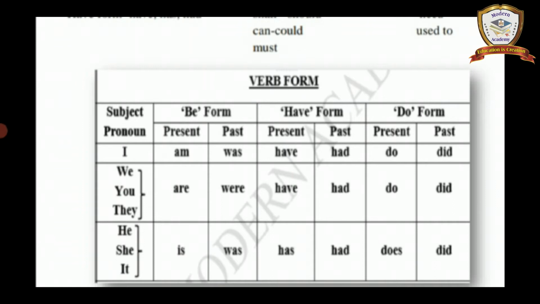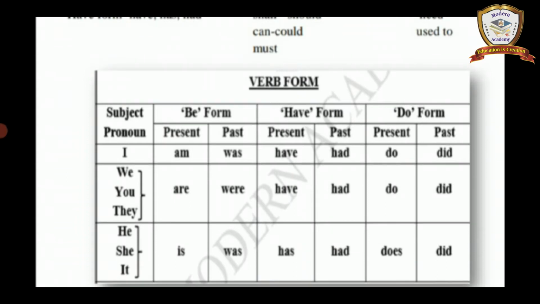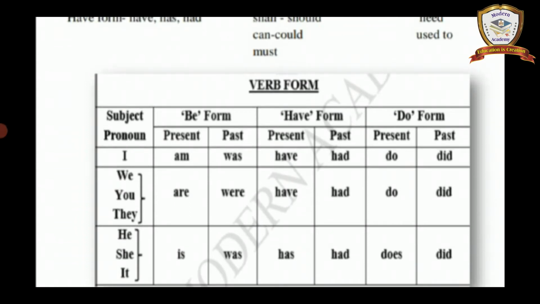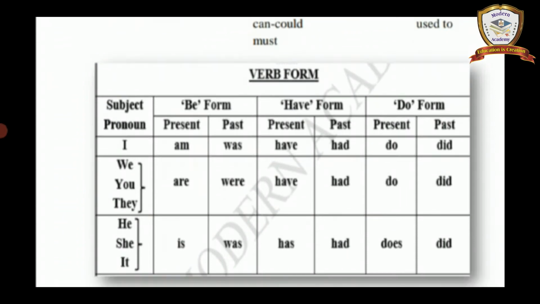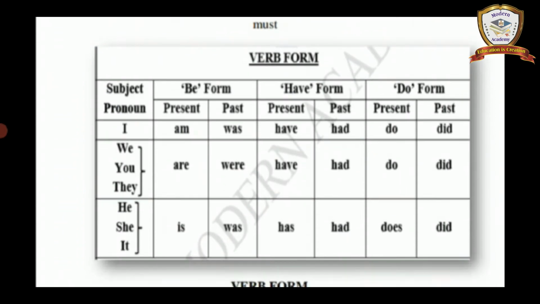Before going to know about the verb form, we should know about the subject pronoun. What is meant by subject? It is the first word of a sentence. See here they have given I, we, you, they, he, she, it. This is called subject because in the sentence these are the words that come only at the beginning of the sentence, isn't it? So this is called subject pronoun.